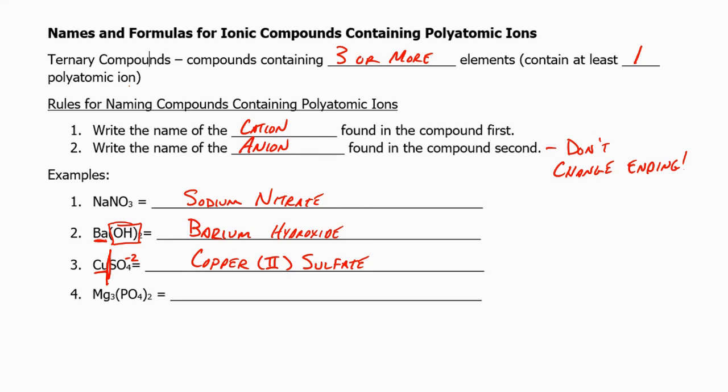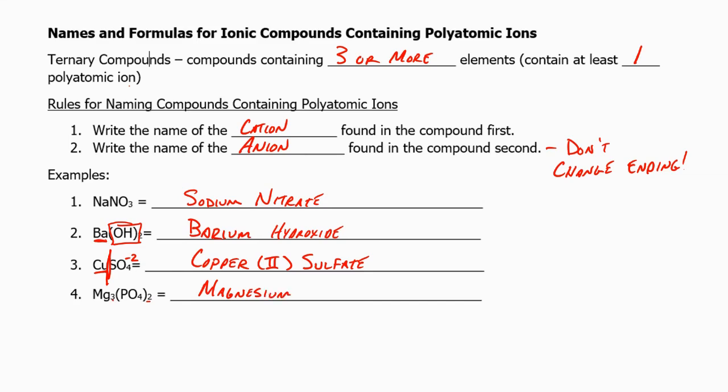And now let's look at our last example on this page. And this is Mg3PO42. Now remember, we don't have to worry about the subscripts at all yet. We just have to look at the names. So Mg, we check the periodic table, and we see that it is called magnesium.